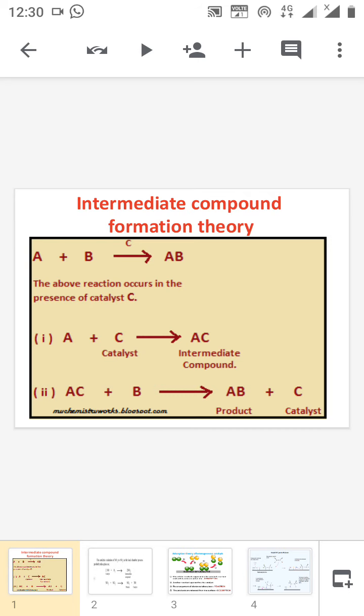Now consider a simple example: A and B are the two different reactants, C is the catalyst, and AB is the product. First of all, the catalyst C reacts with A to form AC. This is an intermediate, and this AC again reacts with the reactant B. So it forms AB, that is the product, and C is regenerated.